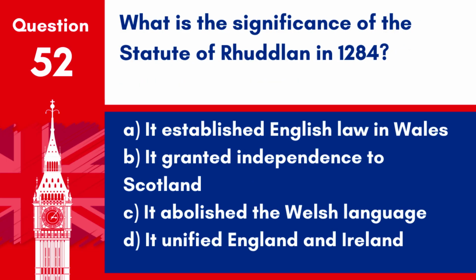Question 52. What is the significance of the Statute of Dublin in 1284? A. It established English law in Wales. B. It granted independence to Scotland. C. It abolished the Welsh language. D. It unified England and Ireland.